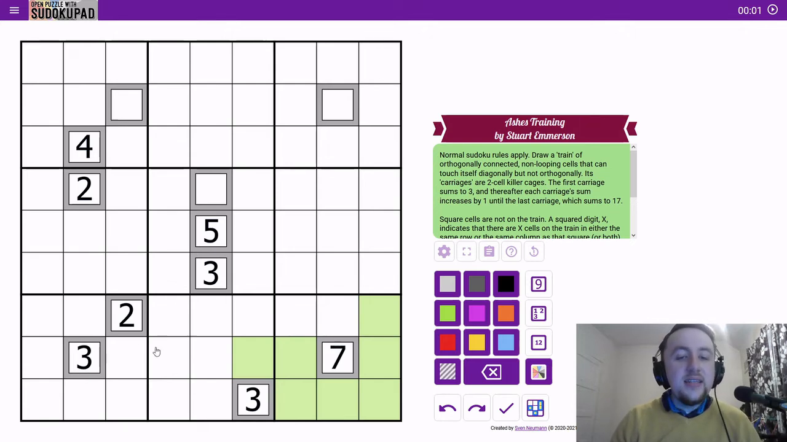Alright, so now we've got 3 train cells definitely in this row. So let's hypothesize that this is a row clue. If it's a row clue, then these are all dead.